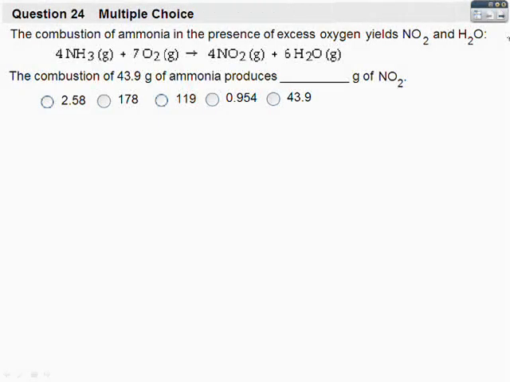Okay, number 24. Number 24 says the combustion of ammonia in the presence of excess oxygen yields NO2 and H2O. Per that equation, 4NH3 plus 7O2 gives 4NO2 and 6H2O. The combustion of 43.9 grams of ammonia produces how many grams of NO2?